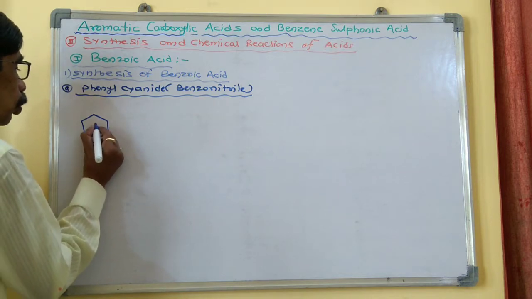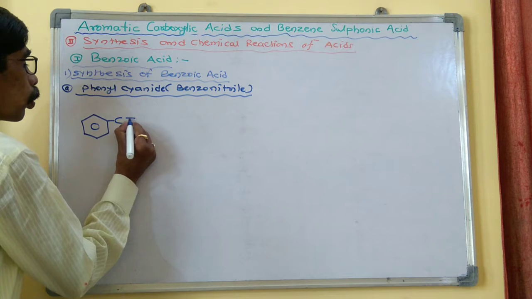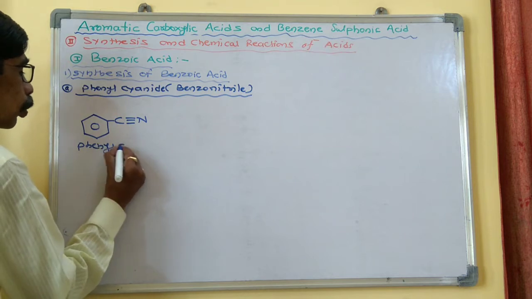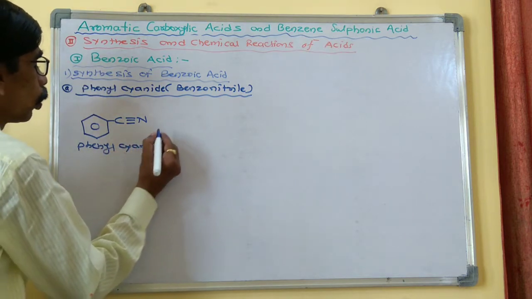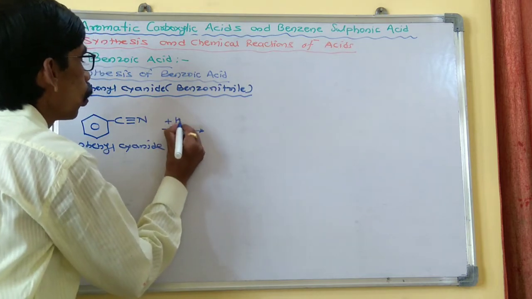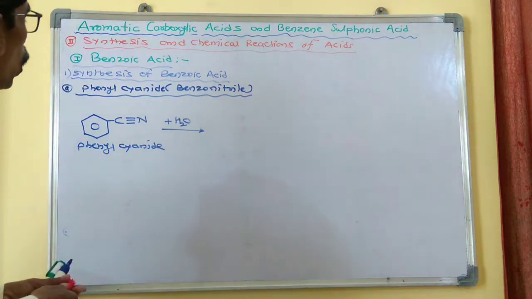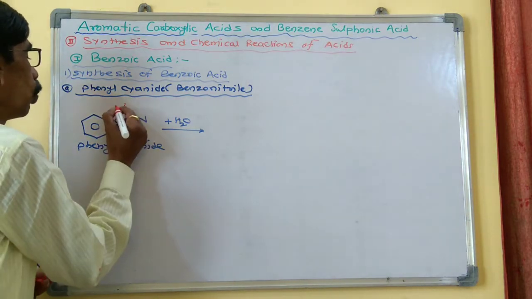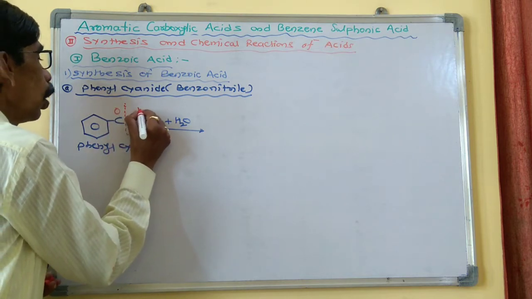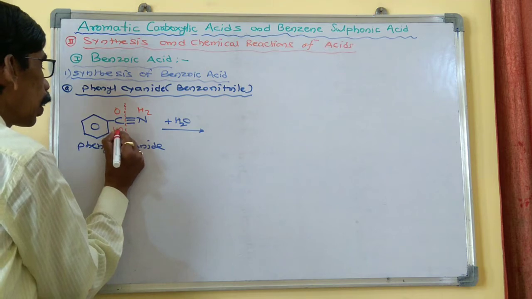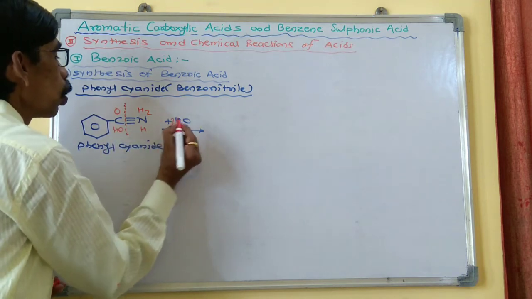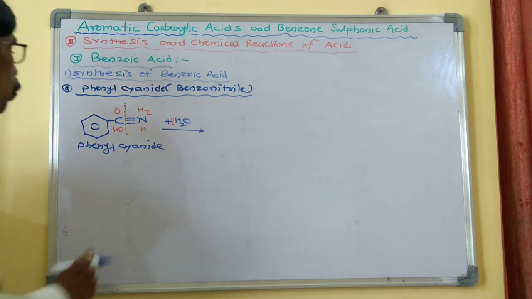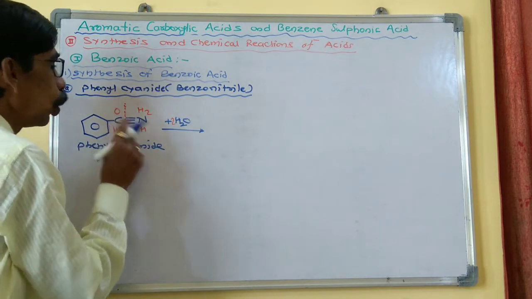The reaction is, now this is the phenyl cyanide. Now this is hydrolyzed with water. How is phenyl cyanide hydrolyzed with water? First we add one water molecule like this. The second water molecule is added like this. So two water molecules are required for the hydrolysis of the cyanide to form benzoic acid. This is C6H5COOH.